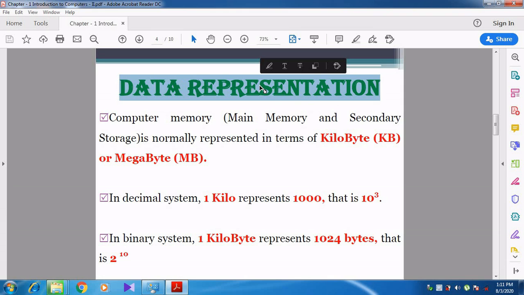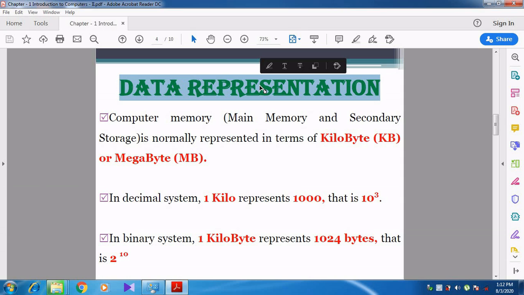Then what about byte? A collection of 8 bits is called 1 byte. Then we studied kilobyte, megabyte, then giga and then tera. So now in this video we are going to discuss those things in detail.